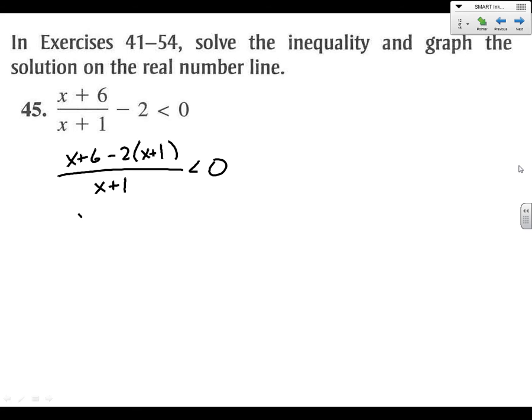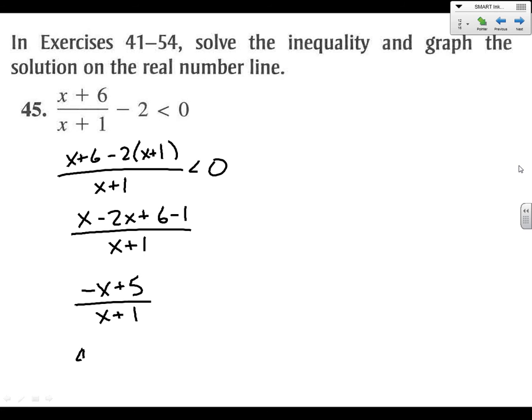So we're going to have x minus 2x plus 6 minus 1. And let's clean that up to negative x plus 5 in the numerator and x plus 1 in the denominator. And so our zeros are going to be negative 1 and positive 5. All right, I'm going to test negative 2, I'm going to test 0, and I'm going to test 10. Seem like easy numbers for me to deal with.